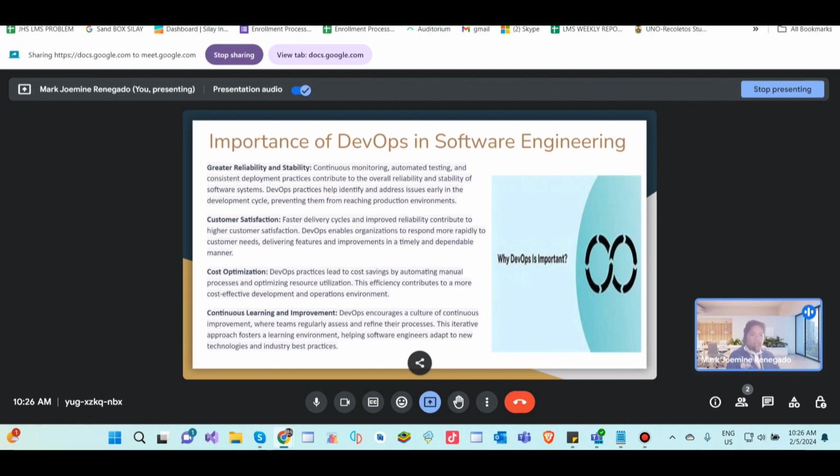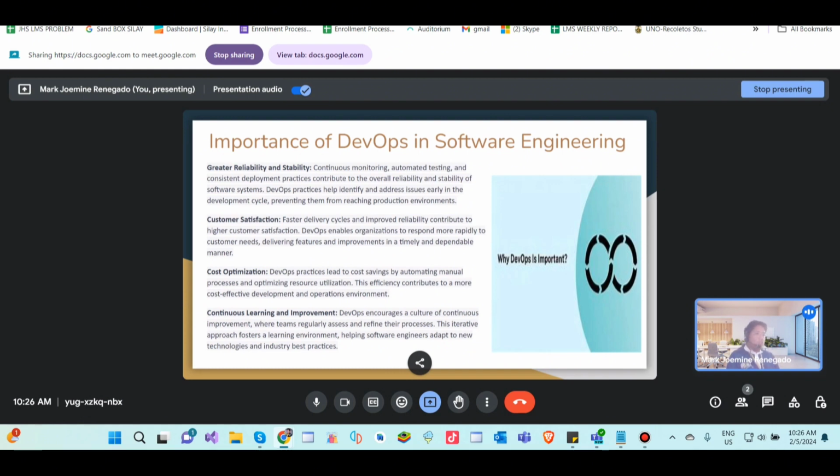So next is the cost optimization. So DevOps practices lead to cost savings by automating manual processes and optimizing resource utilization. So this efficiency contributes to a more cost-effective development and operations environment.